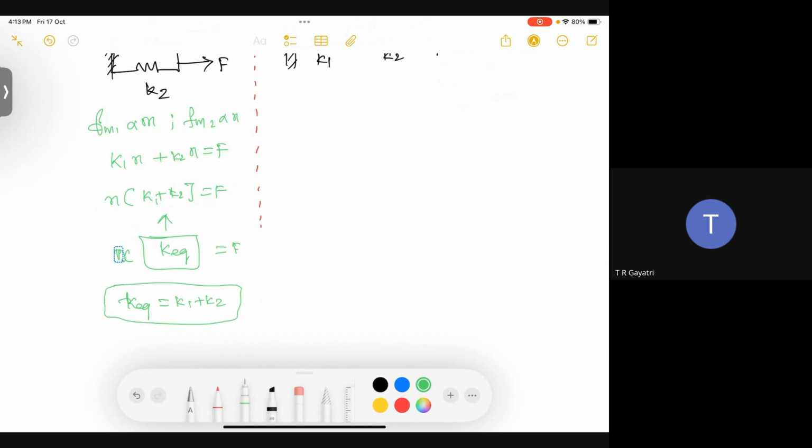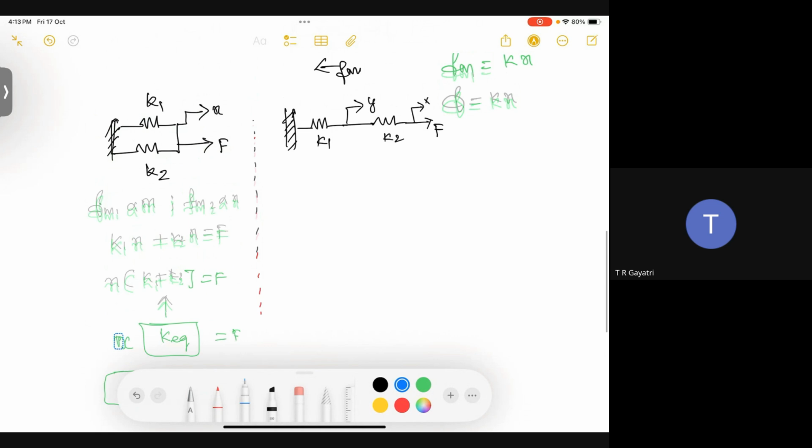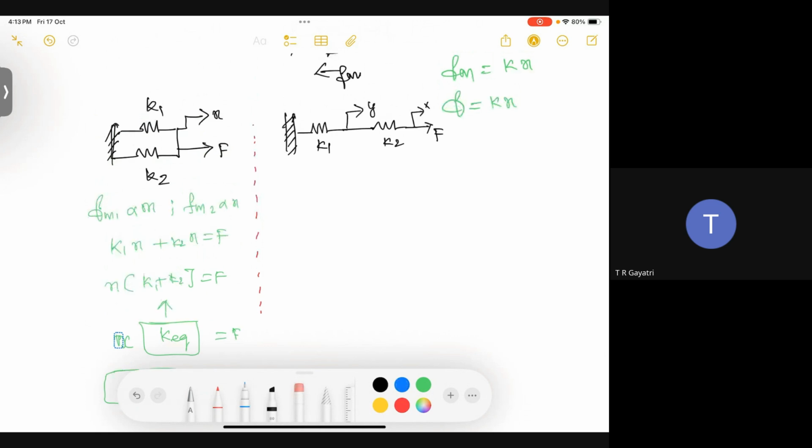So ultimately, it should be like this. Actually, it is a spring. I have drawn it like a resistor. It's like this, okay?